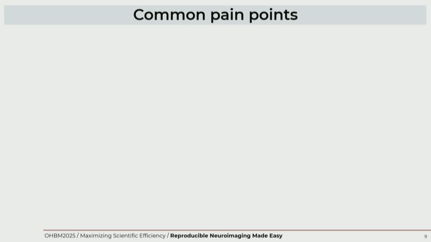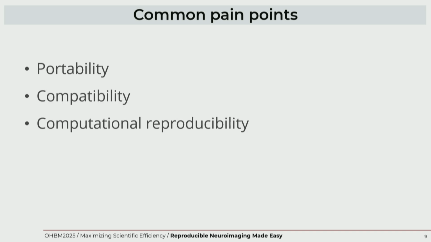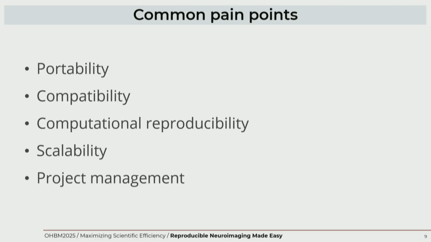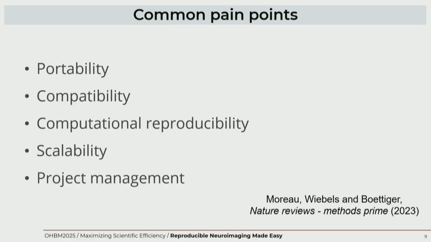But before we get into the nitty-gritty, I'd like to motivate you to use software containers as soon as OHBM is done. And I will motivate you by sharing some challenges that we face with scientific software. We can classify these challenges into 5 categories: portability, compatibility, computational reproducibility, scalability, and project management. And if you want to know more about these different concepts, you can check out this nice Nature Reviews paper.